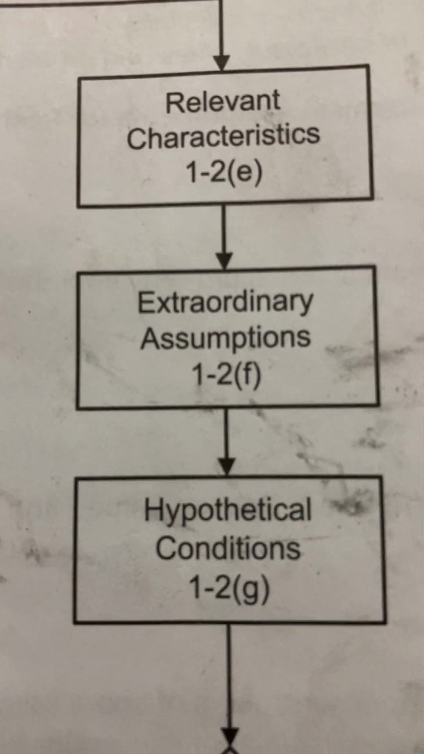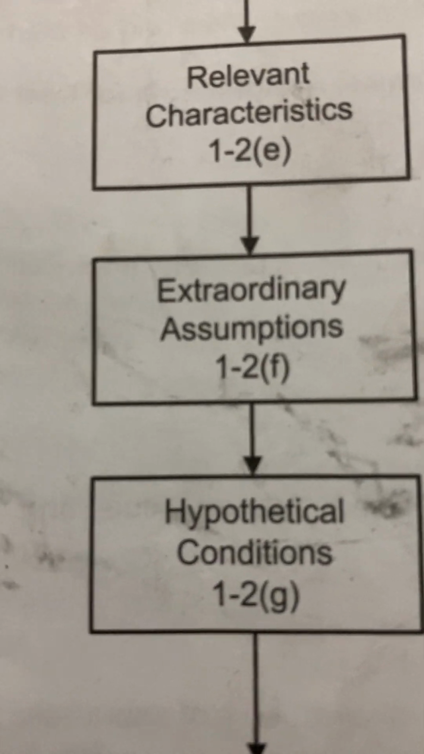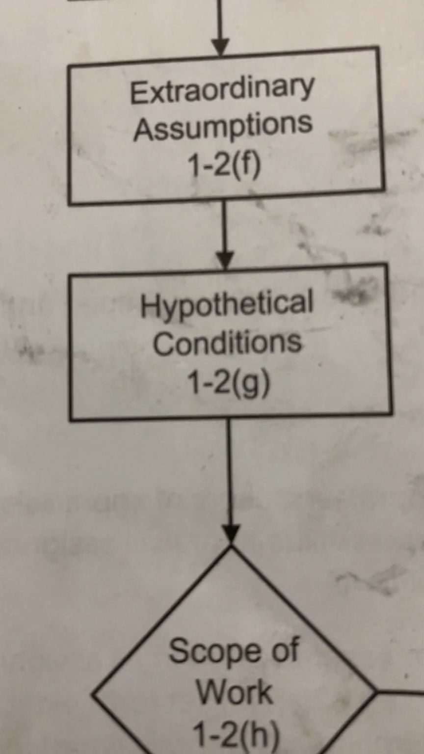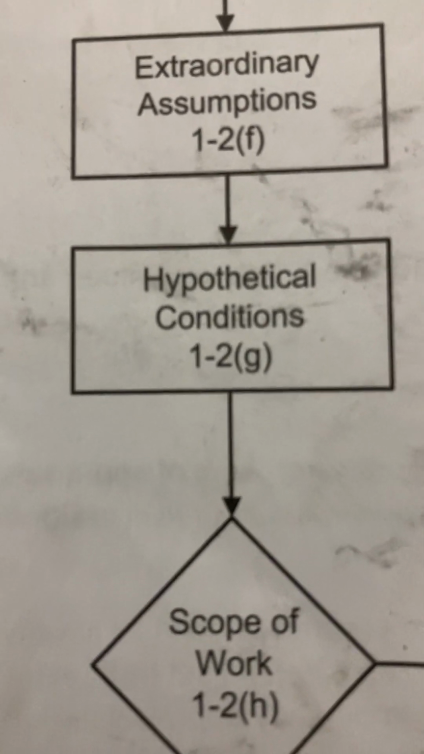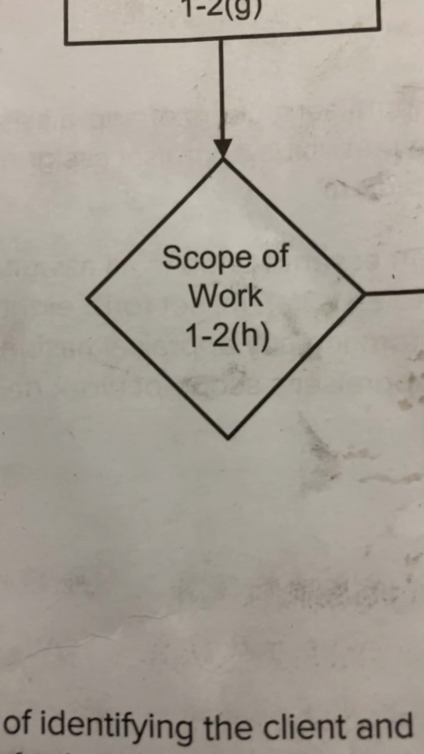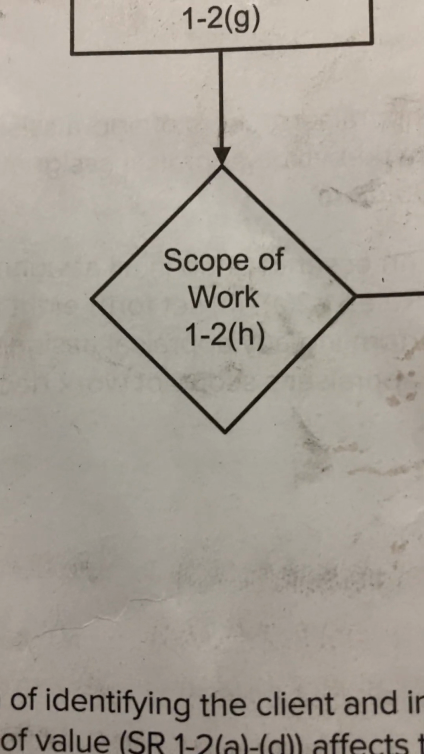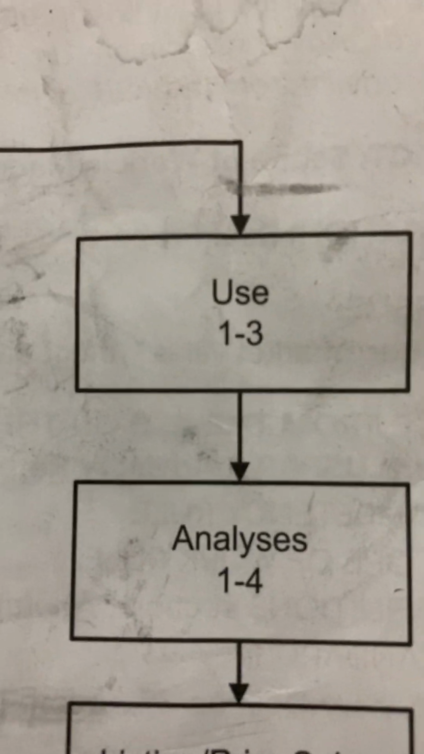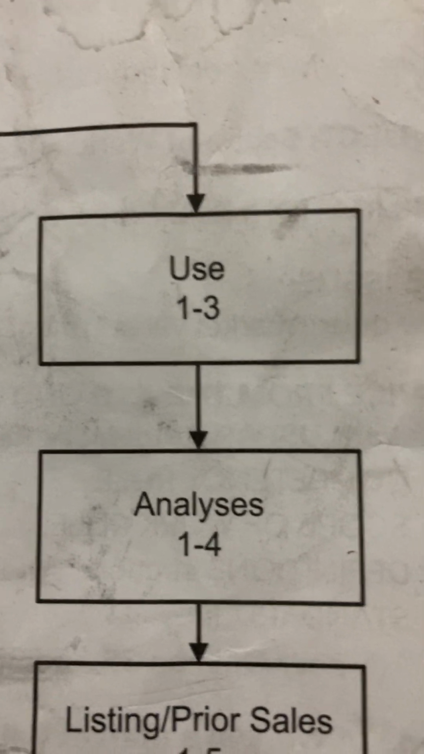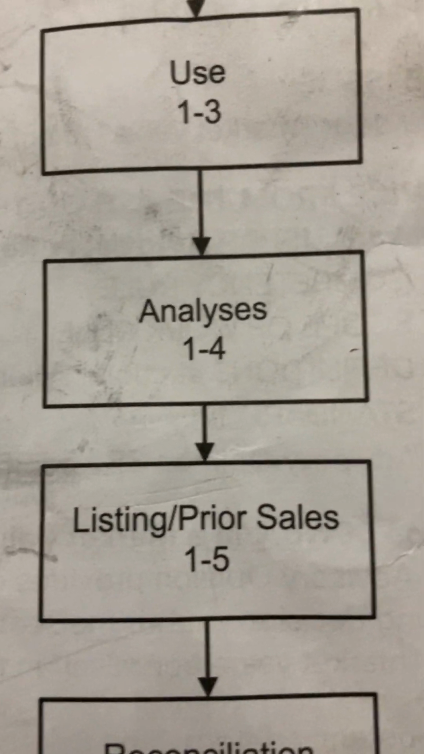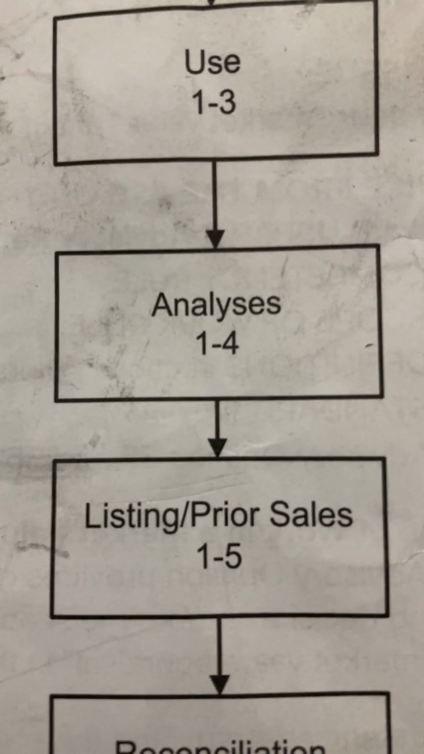Underneath that, after that, you're going to get to extraordinary assumptions, 1-2F. From there, you go to hypothetical conditions, 1-2G. From there, you go to scope of work, 1-2H. Then from there, you go all the way around until you get to use, 1-3. After that, you're going to go to analysis, 1-4.